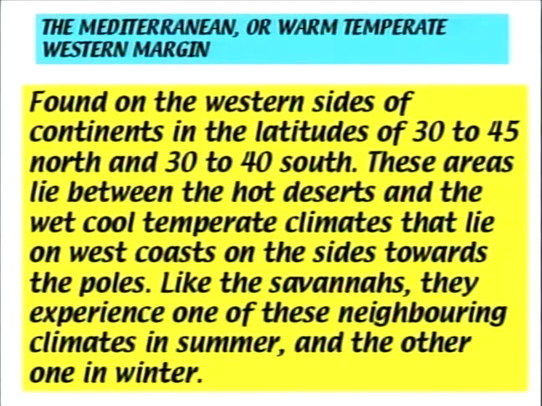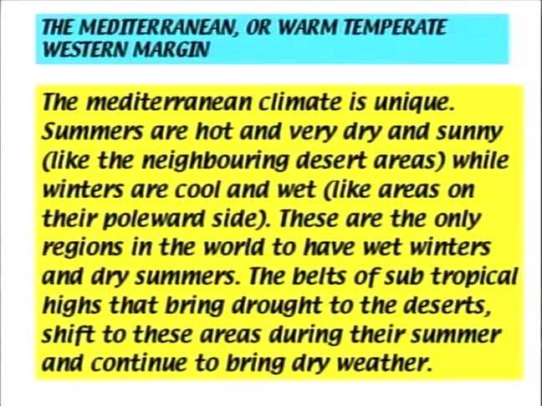With that information alone, it might not be enough to give us enough information on recognizing the Mediterranean climate, but the location is important. 30 degrees to 45 north, 30 degrees to 40 to the south, mainly on the western sides of continents. The Mediterranean climate is unique.